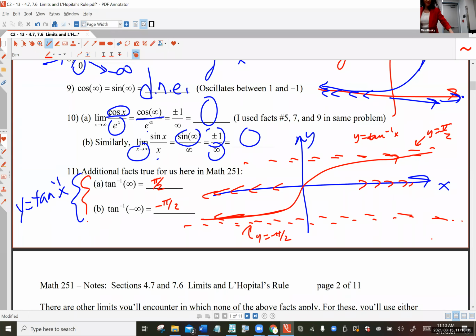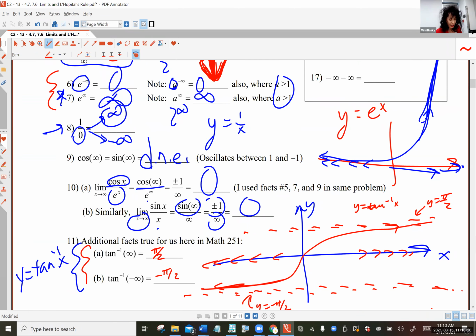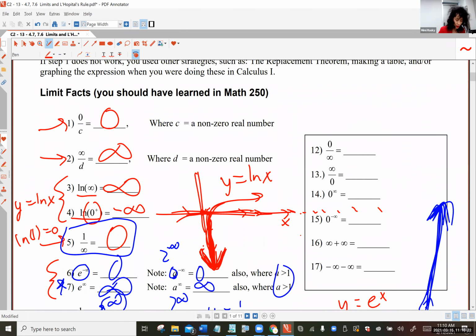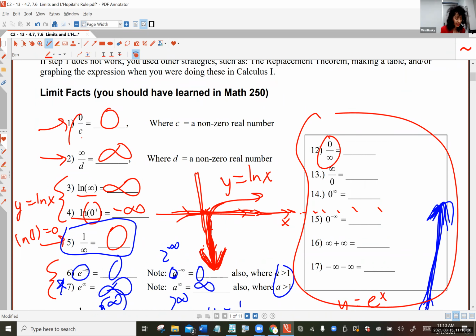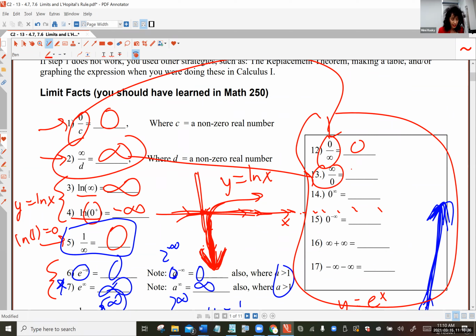Okay, so there is 1 through 11, but we have some more. So let's do some more right here. Okay, what's 0 over infinity? It's actually the same as number 1. It's going to still give you a 0. What about number 13, infinity over 0? It'll be the same as number 2. It'll just be a big number, infinity.